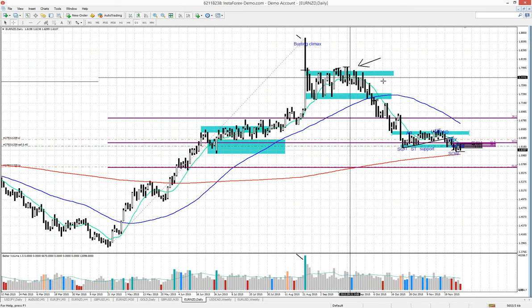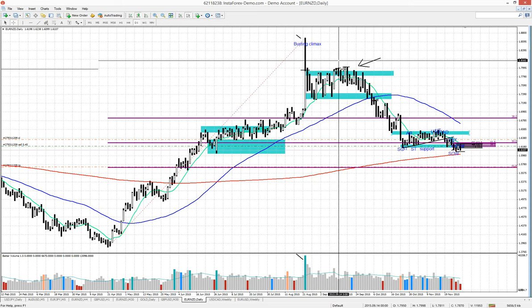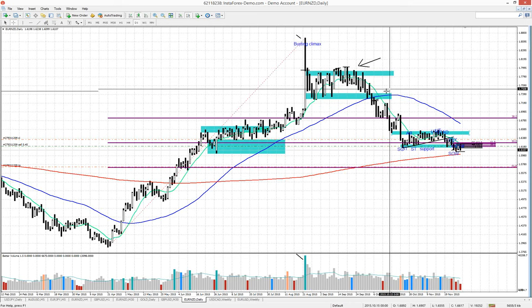And this is a big distribution. As you can see, this is a 700 pips range between swing low and swing high. This is massive, this is a few thousand pips for sure.